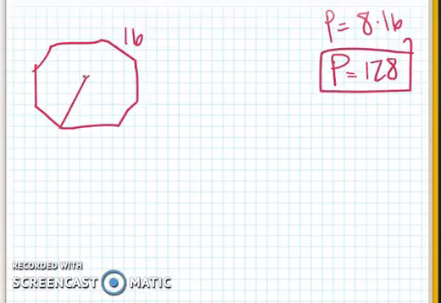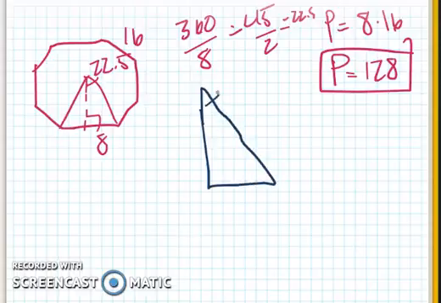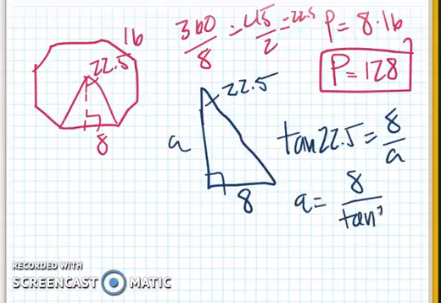Next, we want to find the apothem. Drop in that apothem, that's going to be half of that. I already did the math, but we should get 360 divided by 8, which gives me 45. Then divide that by 2, I get 22.5. So that's this angle here, 22.5. And let's switch colors up for my triangle. So 22.5, this is going to be 8, that's half of 16. We want to find the apothem. This is going to be the tan of 22.5 equals 8 over A, which means the apothem is 8 over tan 22.5.